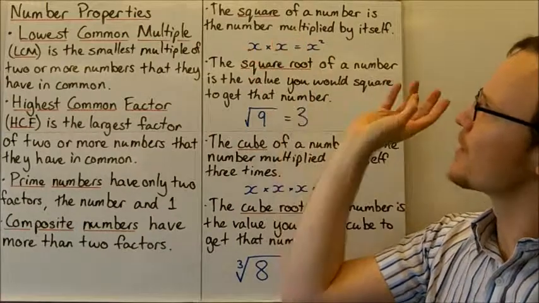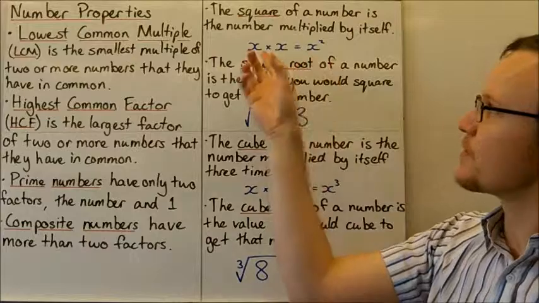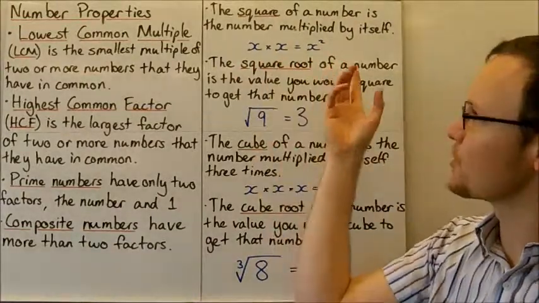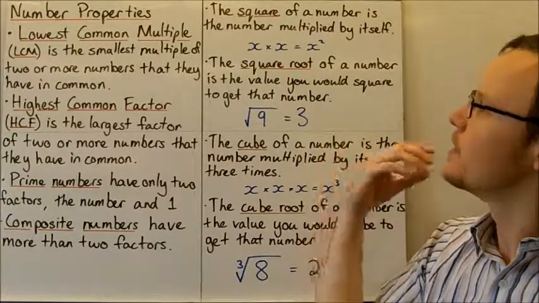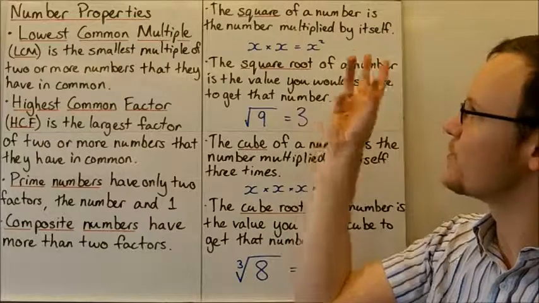The square of a number is the number multiplied by itself. So if we've got any number, multiply it by itself, that's that number squared. So 3 times 3, that's 3 squared. 5 times 5 is 5 squared. So that's the square of a number. So the square of 5.